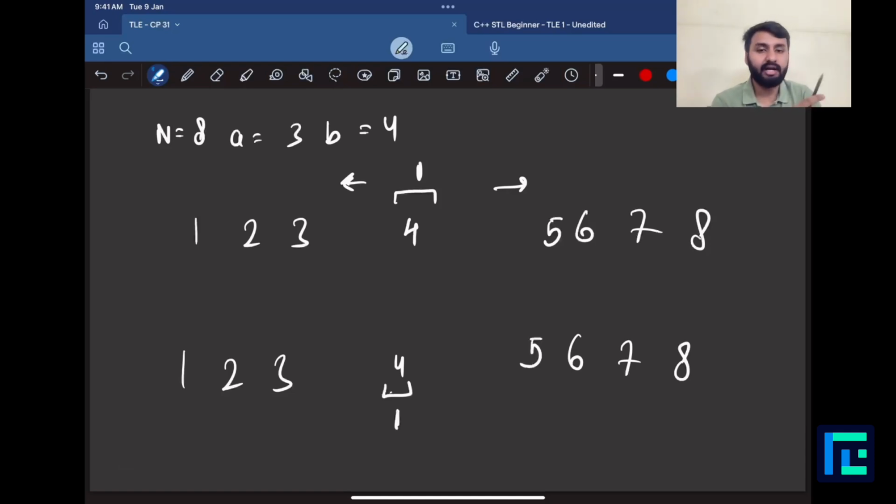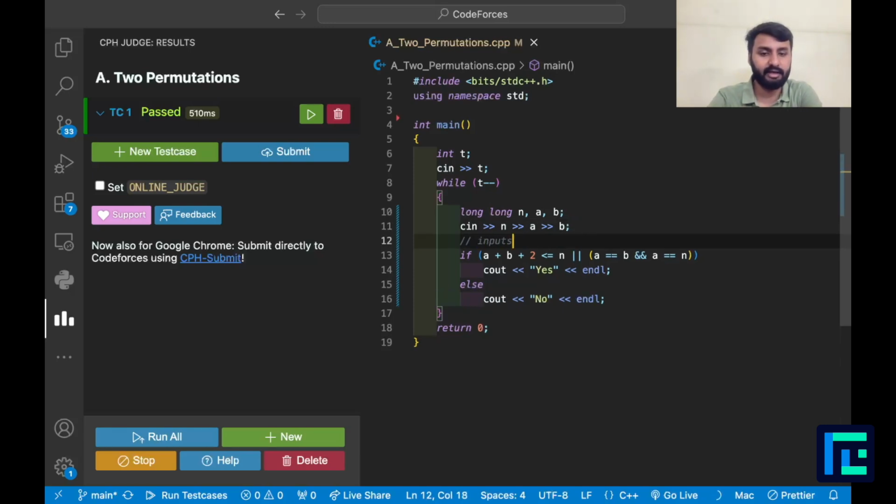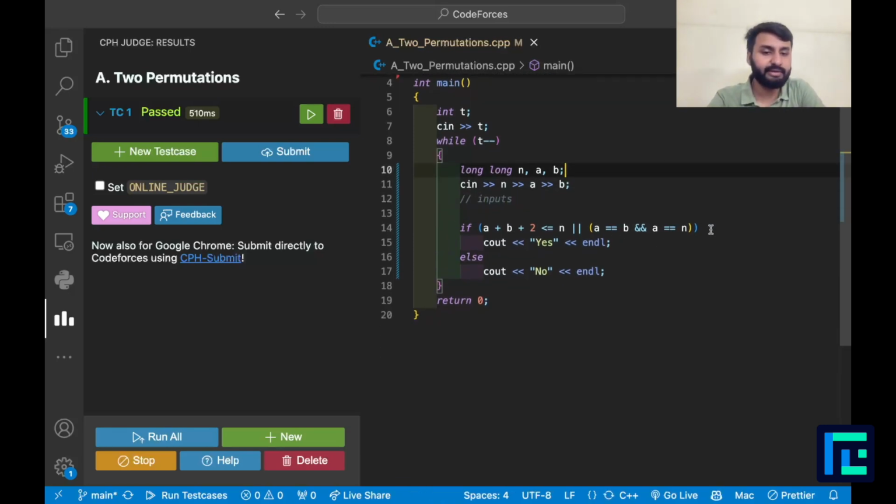Let's go to our code part now. Since you understand the problem, code is going to be very, very simple to understand. I'm just taking n, a and b over here and inputting that. So up till here, all I'm doing is taking inputs. And then I'm doing very simple checks on these two conditions. If I find a plus b plus 2 less than or equal to n, or I find a, b and n all three equal, as in a equal to b and a equal to n, automatically that's equal to b equal to n, then I am printing this as yes, else I'm printing no.